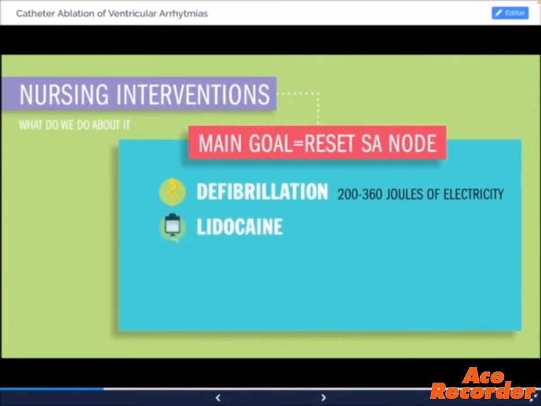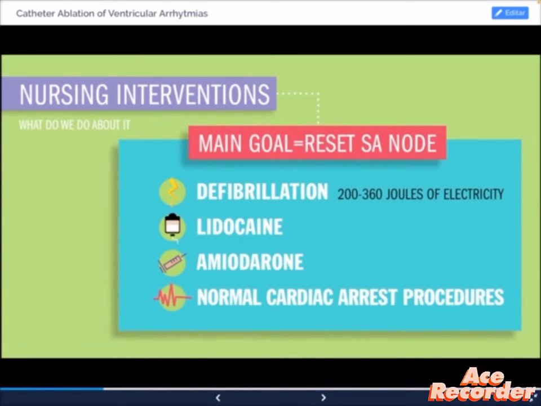Then we're going to give lidocaine to relax those crazy ventricles. Then amiodarone to stabilize the rhythm. Then follow normal cardiac arrest procedures.